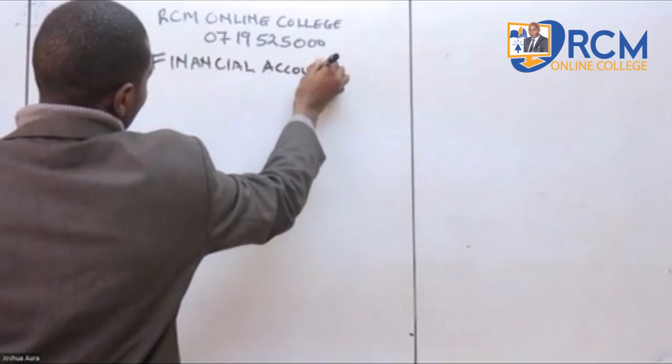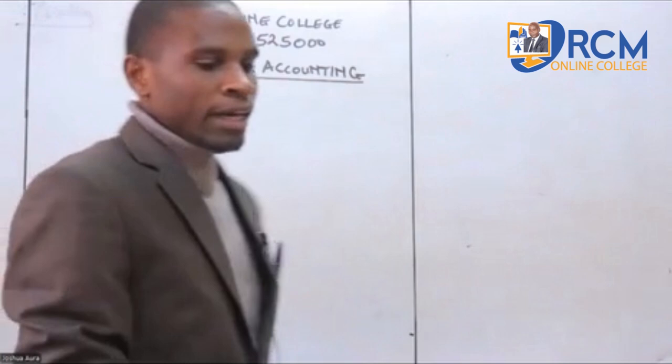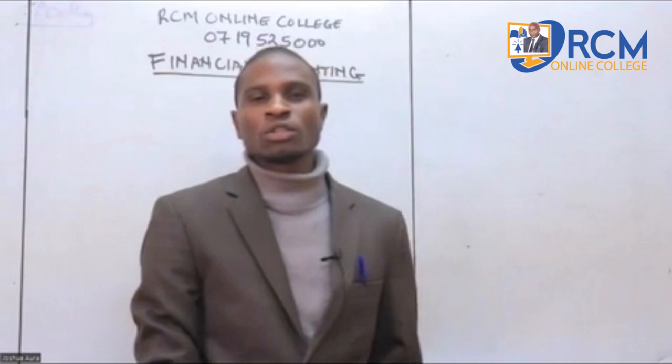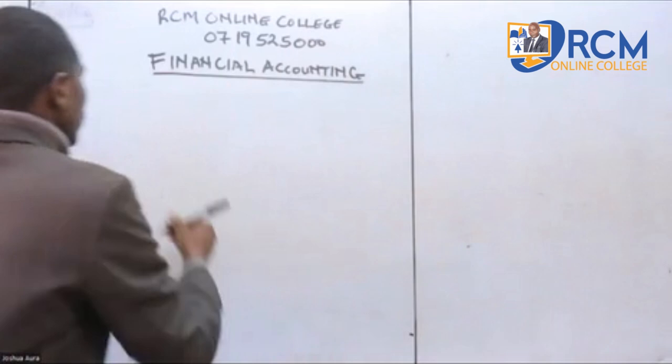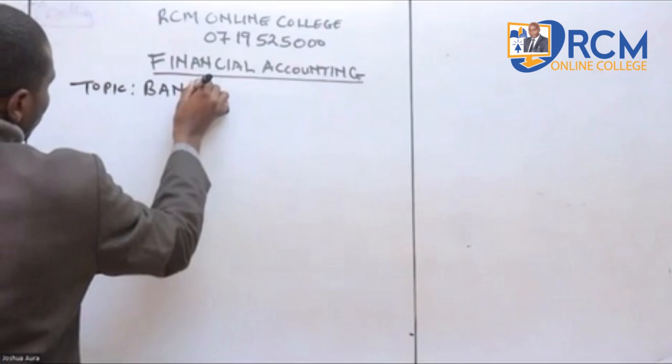It's a reporting paper, financial accounting, that is FA. Under the topic of accounting for assets and liabilities is where we find bank reconciliation. So the topic is bank reconciliation.